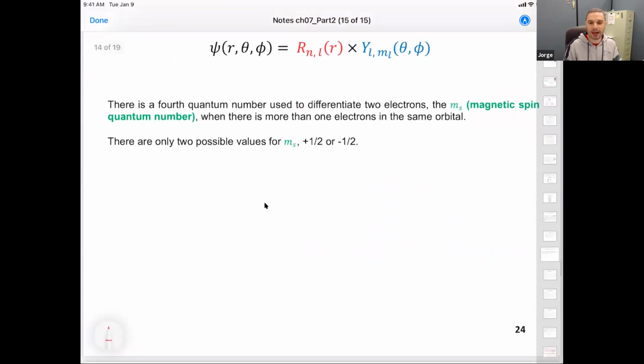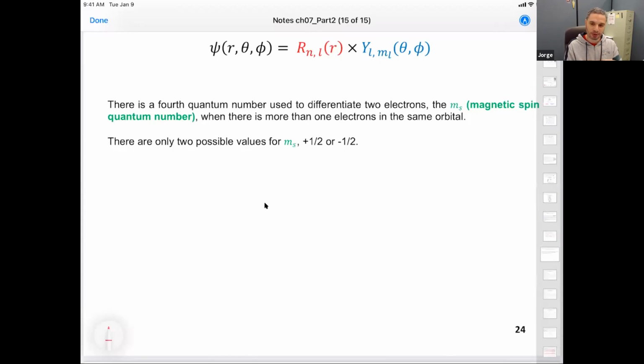Okay, and finally, the fourth number is used to differentiate two electrons. The fourth quantum number is called MS, or magnetic spin quantum number, and is used to differentiate when there is more than one electron in the same orbital.